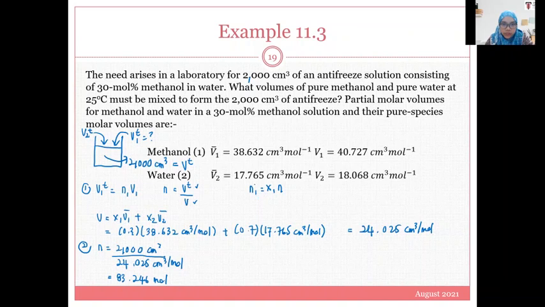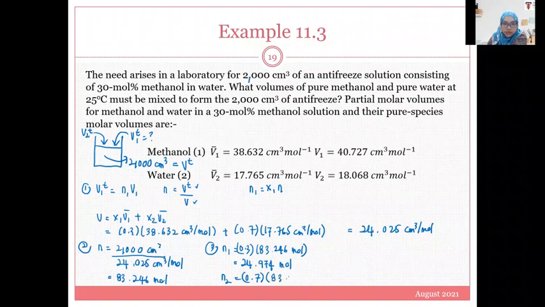Okay, and then we need to determine the moles for each component. So n1 equals x1 times n. So x1 is 0.3, n is 83.246 mole, and then n1 is equal to 24.974 mole. n2 is 0.7 times n, and the answer is 58.272 mole. And then what else?